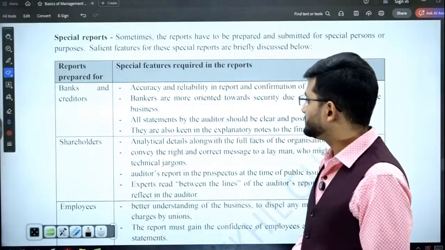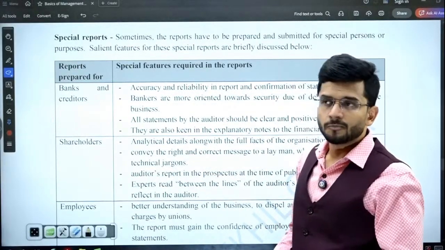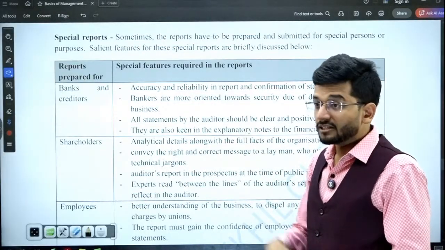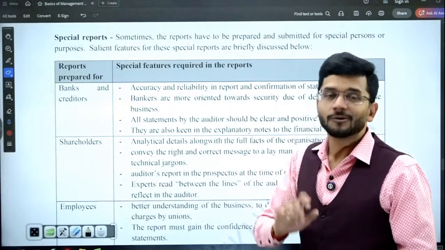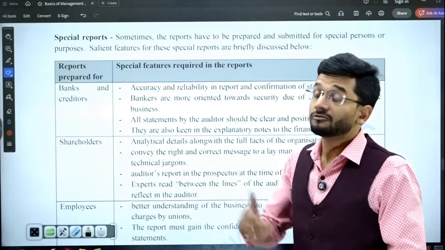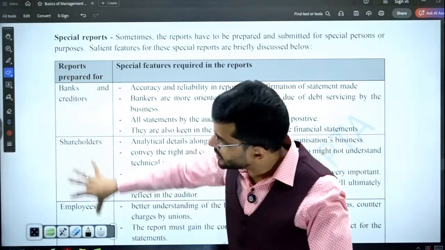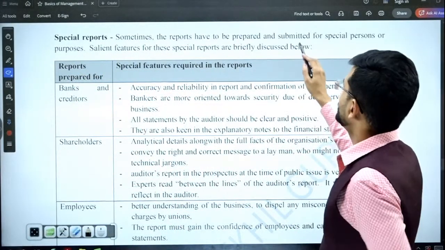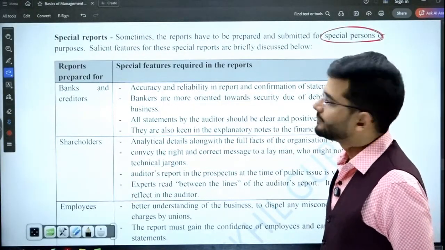Shareholders can demand that, please let us know whether the prospectus which has been issued by the management for a fresh IPO is true or not, and whether funds obtained from the IPO are utilized in the right way or not. Shareholders might want that kind of a report from the management auditor. So depending upon who is ordering the management audit, objectives can be different. So special reports, sometimes reports have to be prepared and submitted for special purposes or special persons.